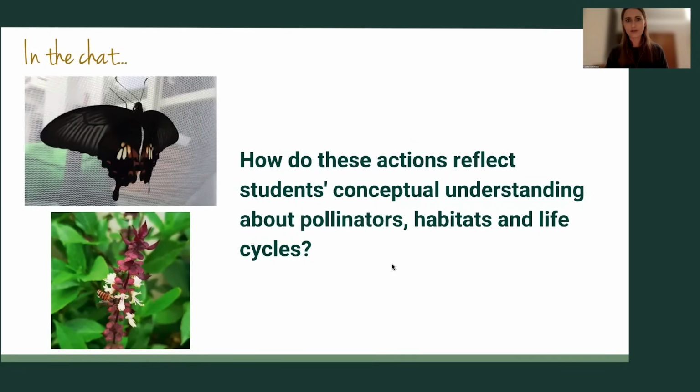They also really understood that pollinators need flowering plants. That's what they need in terms of their nutrition, and so they thought about how they could provide that. They also understood the relationships between different organisms, such as predator-prey relationships. That's why they started to say, oh, we need to put the butterfly in the mesh and protect it and make sure it can get to adulthood so it doesn't get eaten.